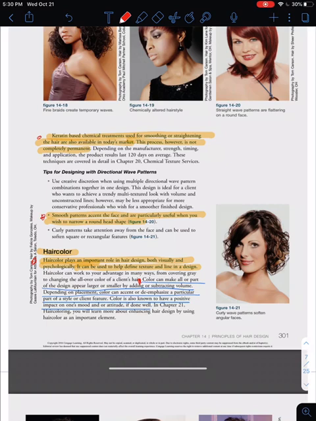I like to think of hair color kind of like makeup. We use dark colors to recede features. We use light colors to bring out features.